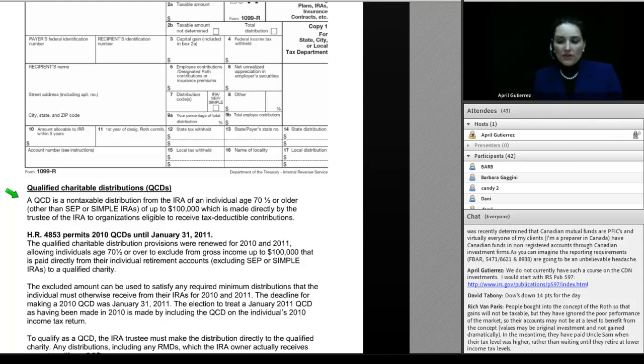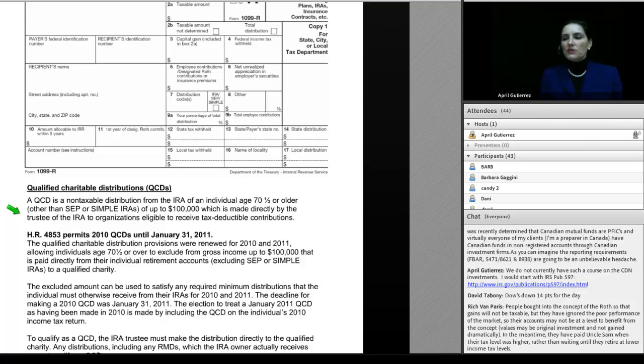Other changes that were in play for 2011 was a continuation of a special rule from 2010, which had to do with qualified charitable distributions. A QCD is a non-taxable distribution from an IRA of an individual age 70 and a half or older, other than SEP or SIMPLE IRAs, of up to $100,000, which is made directly by the trustee of the IRA to organizations eligible to receive tax-deductible contributions.